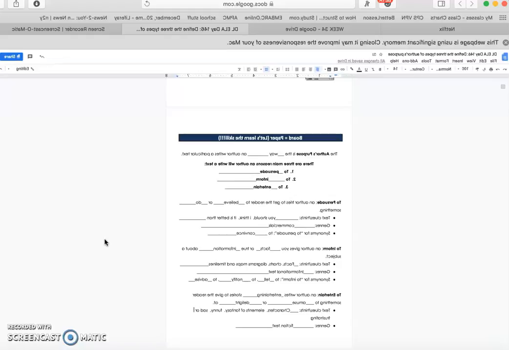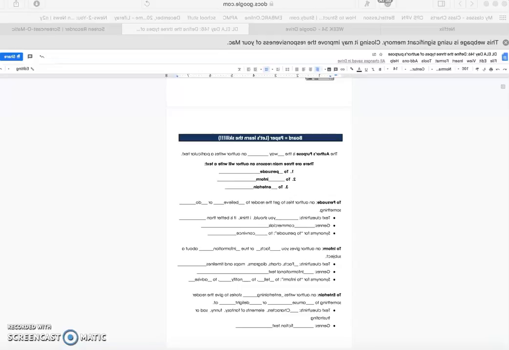Next, we have to inform. An author gives you facts or true information about a subject. Text clues or hints can be facts, charts, diagrams, maps, and timelines. The genres are usually informational texts, and the synonyms to inform are to tell, to notify, or to advise.